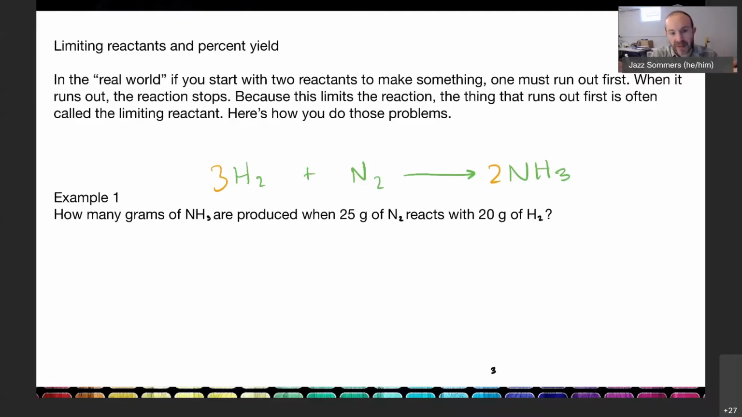If you take two amounts of two different things, and then you react them, one of them is going to run out first. The thing that runs out first limits how much product you can make. Okay? And we're going to look at a couple of examples of that and how to solve those problems. The good news is solving those problems is very easy. It's a thing that you already know how to do. The bad news is you have to do that thing twice.